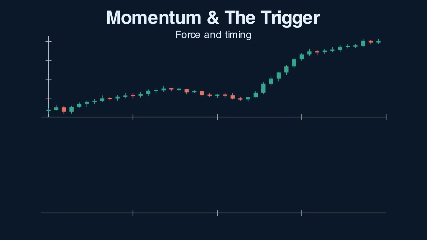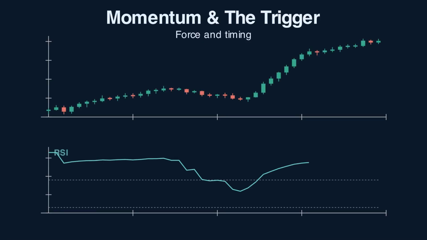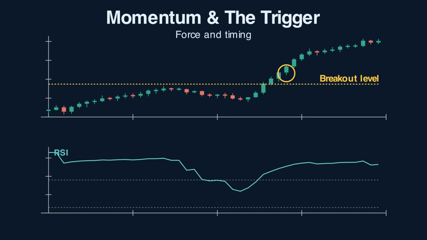The first 2 signals are about location. Structure tells you the trend. A series of higher lows like these means buyers are in control, so you only hunt longs. The key level tells you where the action is. Here, a resistance the stock keeps testing. Structure plus level answers the 2 most important questions before any trade: which direction and at what price.